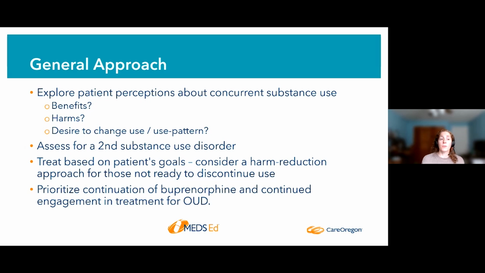Consider a harm reduction approach for those not ready to discontinue use. And the number one takeaway, if you take away one thing from this portion of the talk, is to prioritize continuation of buprenorphine and continued engagement in treatment for opioid use disorder. In all of these cases and all of these patients, they do better if maintained on medication for opioid use disorder. That helps protect them from negative outcomes, even if it isn't specifically treating the use of that second substance. Being stable on buprenorphine is much safer in all of these cases, for all of these patients, than should they have a return to use of an illicit opioid such as fentanyl.